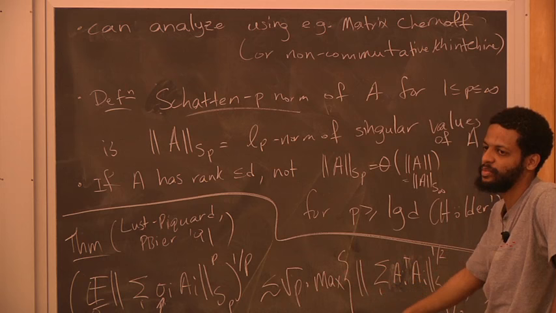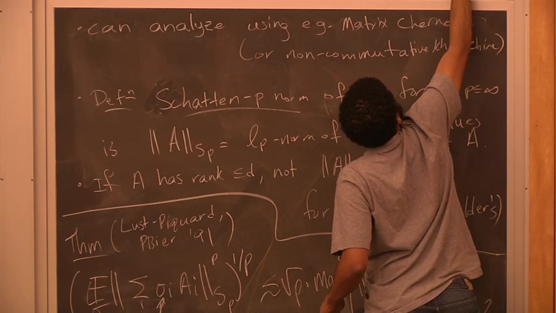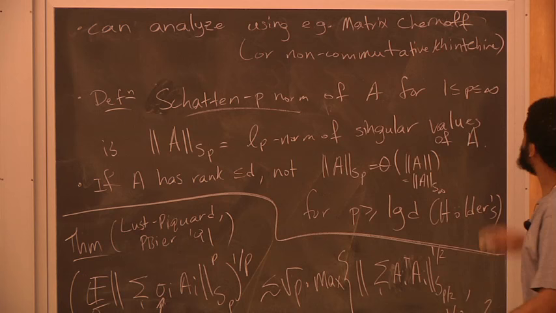And you'll choose p to be big enough. Choose p to be something like log of d over delta, and then you'll apply this non-commutative Khintchine. The d appears because you want to basically say that the Schatten p norm and the operator norm are the same thing.